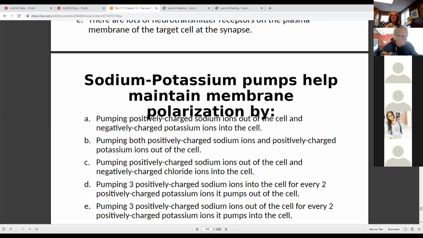Because it's going to be involved in maintaining the sodium potassium concentration gradients, because it's always pumping sodium and potassium against their gradient.